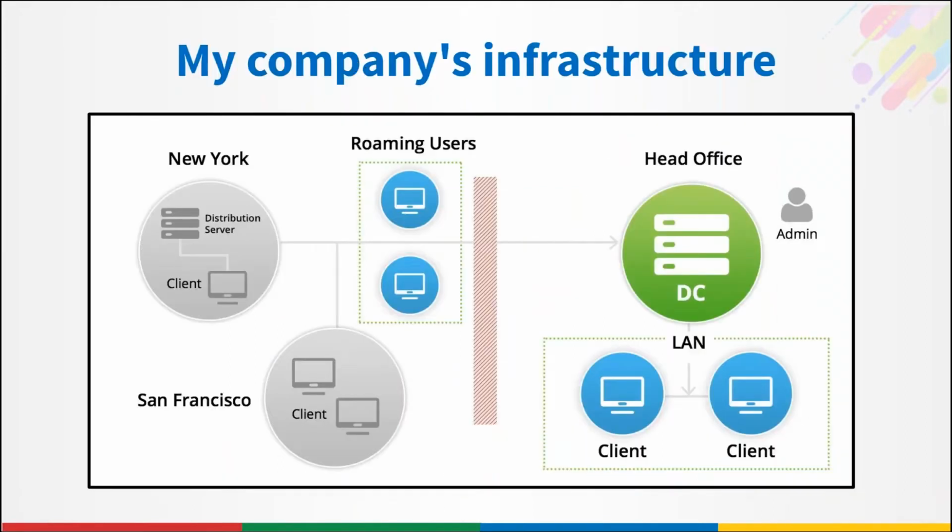For today's training, let's assume this to be my company's infrastructure. So I am the IT administrator for my head office, and I have two remote offices, one at New York and the other one at San Francisco. Apart from my local area network and my wide area network, I also have a bunch of roaming users who are always on the go. So my requirement would be to manage all the three networks. Let us see how Desktop Central will help me in achieving this.